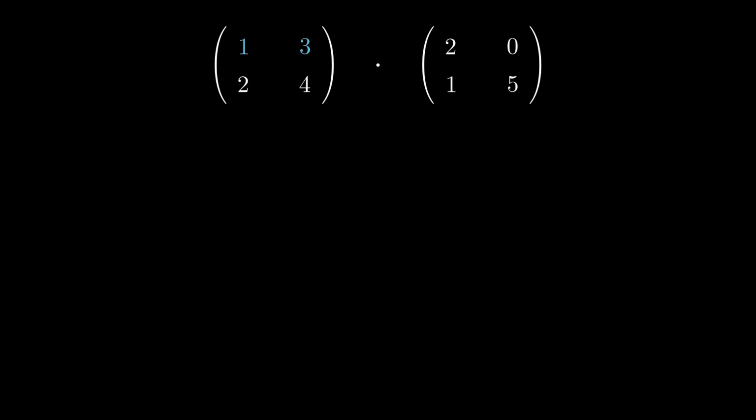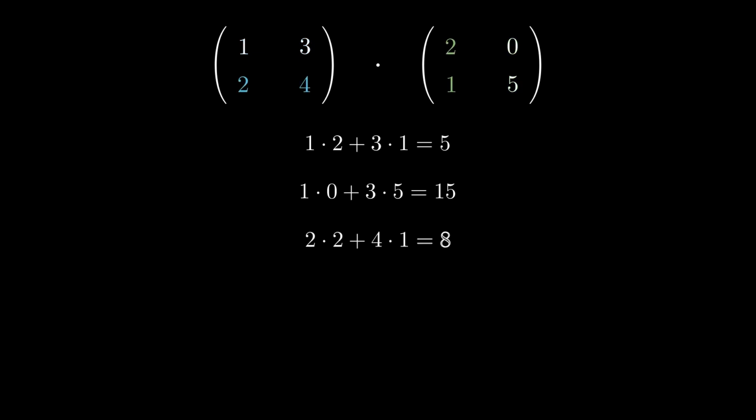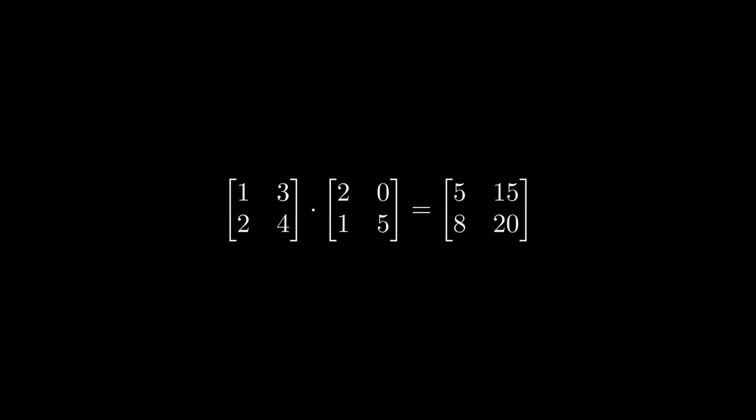Let's look at this numerical example. So we go first row, first column to get 5. Now we're going to have 1 times 0 plus 3 times 5, which will give us 15. 2 times 2 plus 4 times 1, which gives us 8, and then 2 times 0 plus 4 times 5, which will give us 20. Now that we have these elements, we can construct our resultant matrix C, being 5, 15, 8, and 20 respectively.